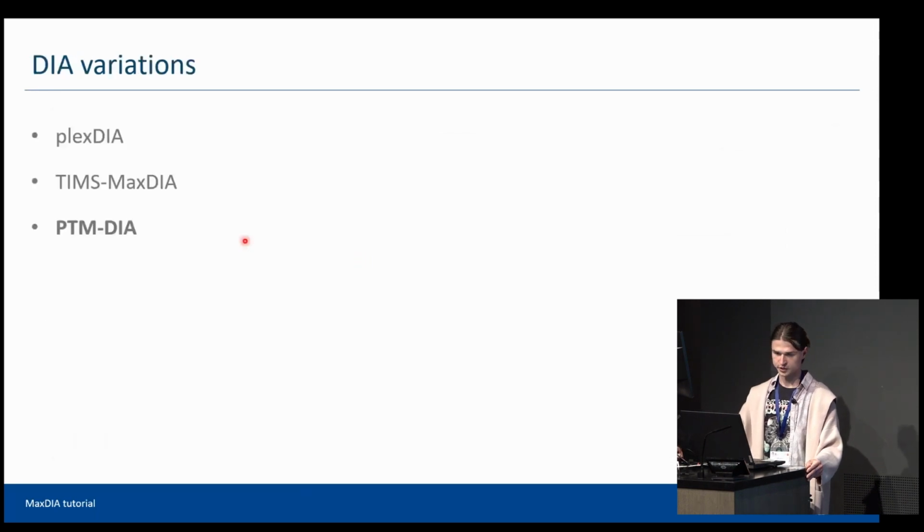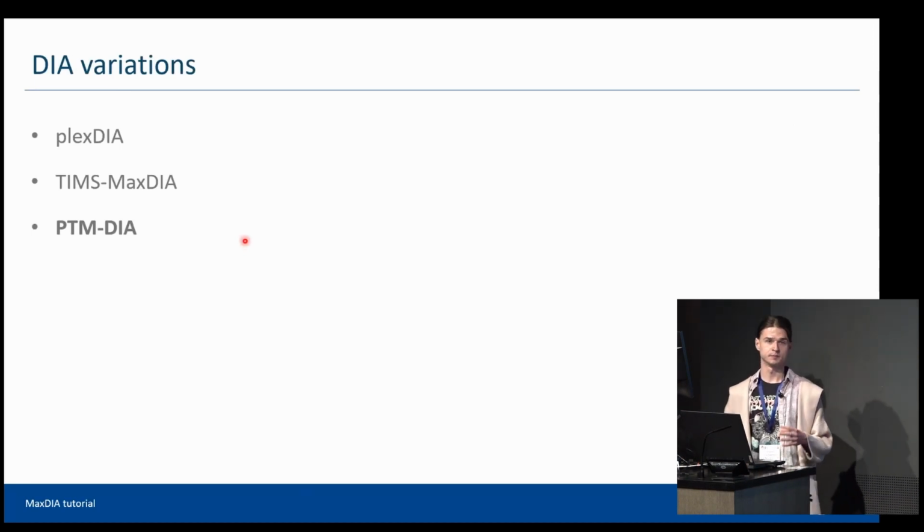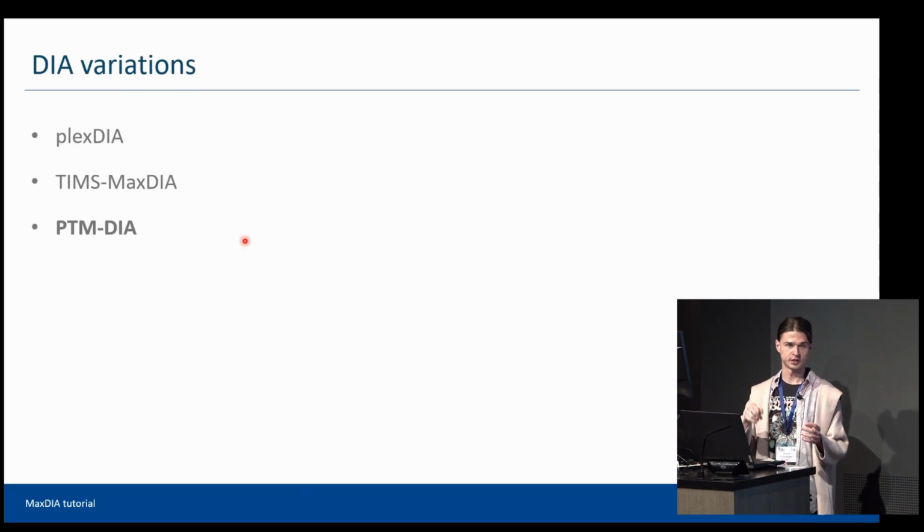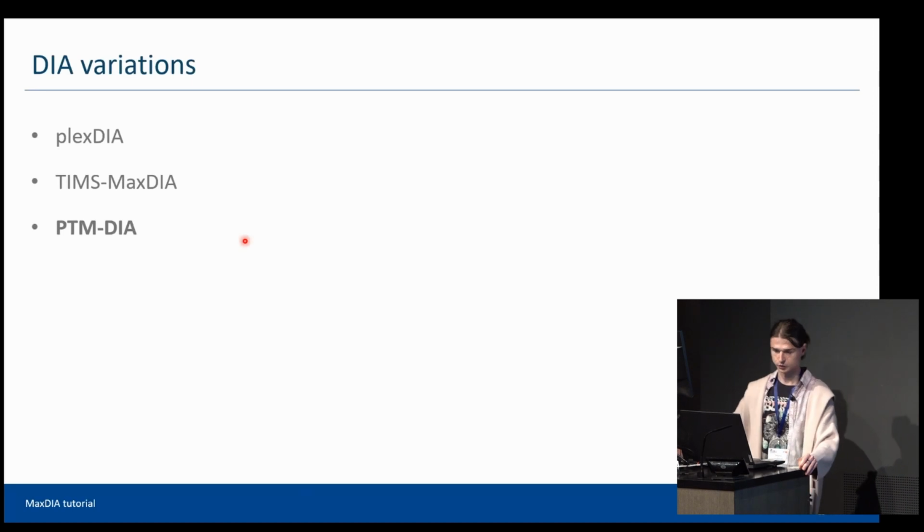So the third DIA variation which I wanted to cover is PTM-DIA. And here it's not like the DDA where you need to specify modifications that you want to search for. Here it's entirely determined by the spectral library that you use. If your spectral library was built with the modifications that you want to study, MaxQuant will search for peptides with these modifications without additional settings. You just need the right spectral library.